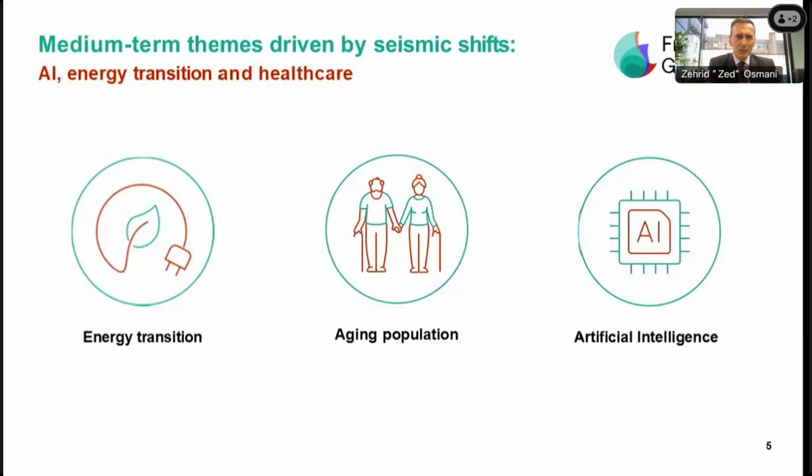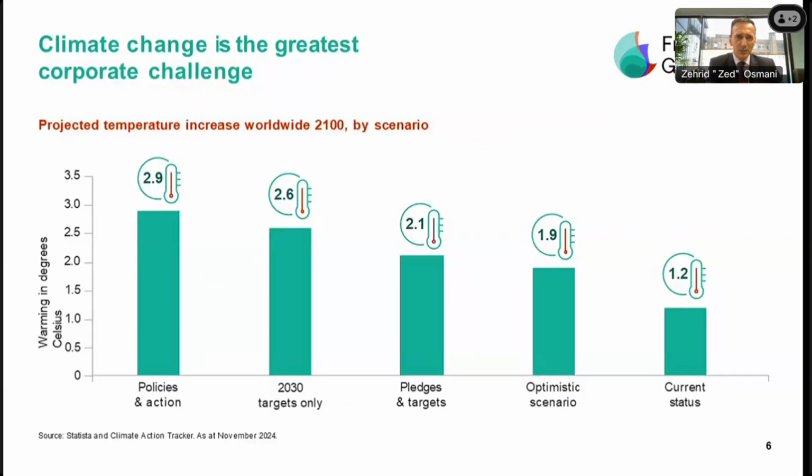So let's have a look at the three areas that we favor at the moment. They are energy transition, aging population, and artificial intelligence. These are themes where there are seismic shifts happening with some sizable investment cycle coming through that creates the opportunity for us as investors. We're going to zoom in on the energy transition firstly.